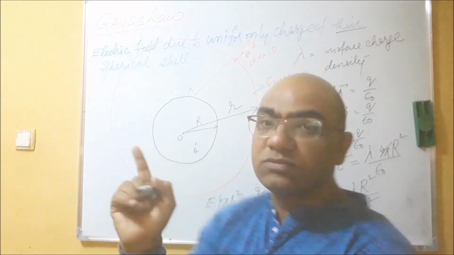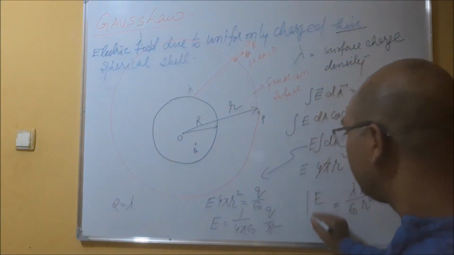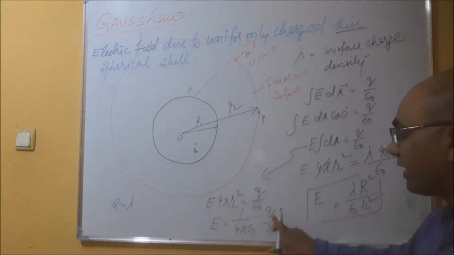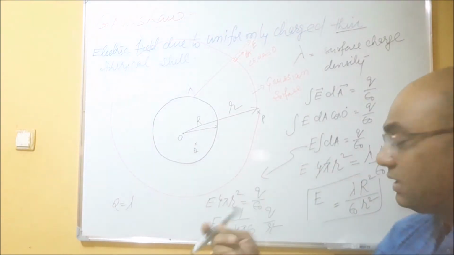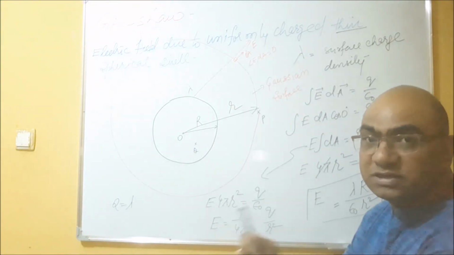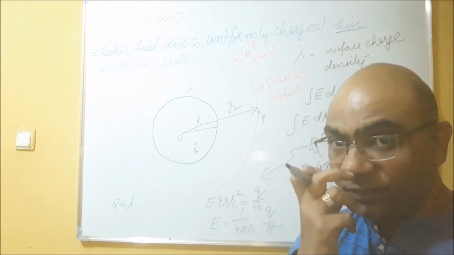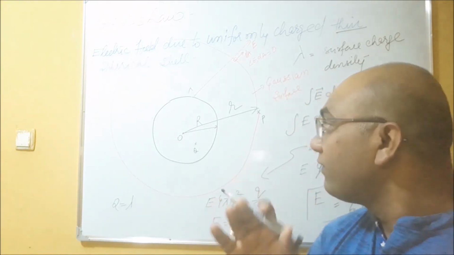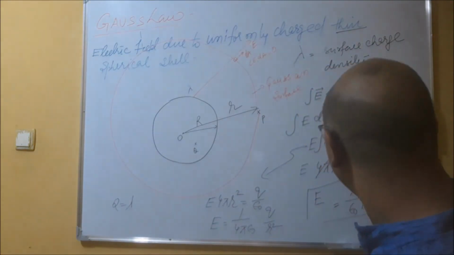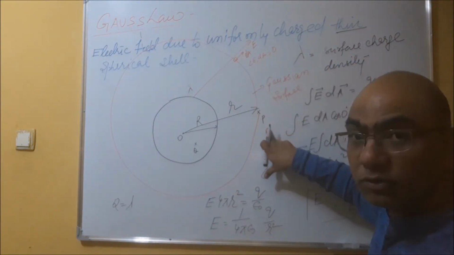So if I write in terms of lambda, we will get this answer, and if I write in terms of q, then this answer. And this is a very well known expression for you, as you have seen it in the previous lecture of electric field. Similarly, if I go for the surface, this is when we are talking about the point P.